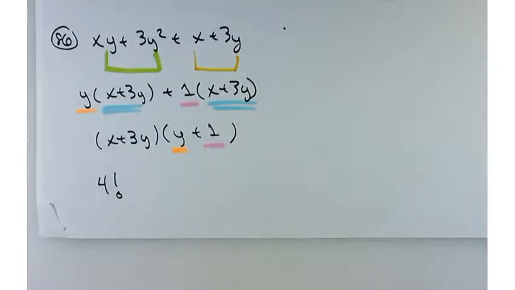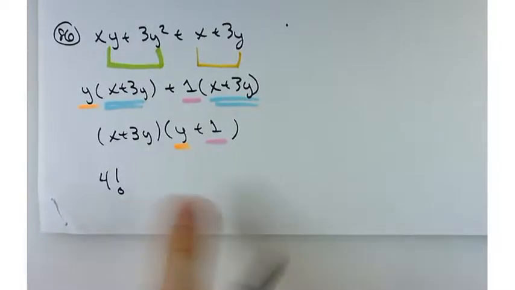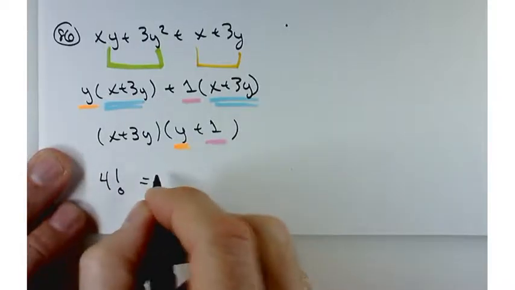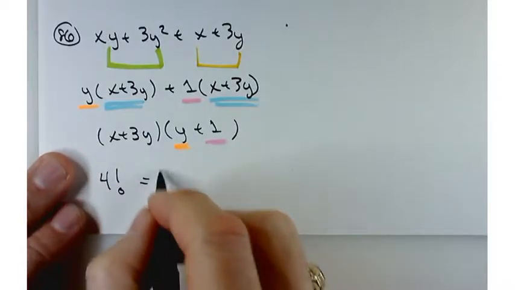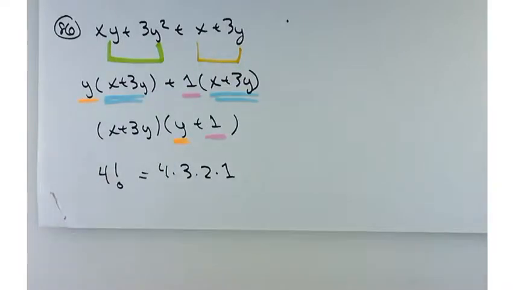So, in an English class, this would be 4. But in a math class, it's called 4 factorial. I like doing that. It always wakes people up. It stands for 4 times 3 times 2 times 1. It's the number of ways you could arrange a group of 4 objects.